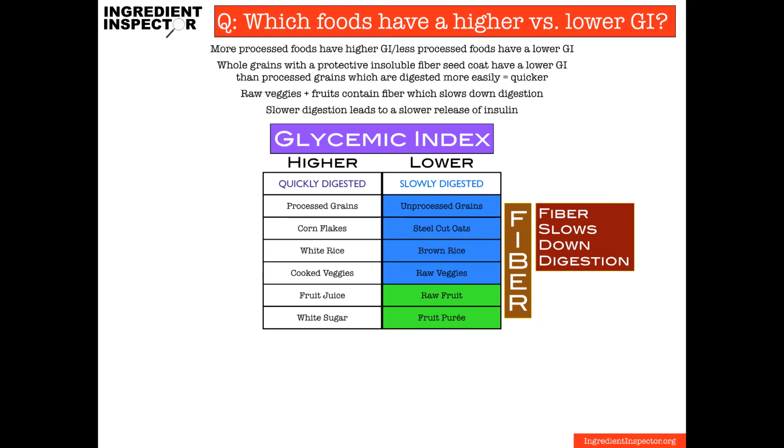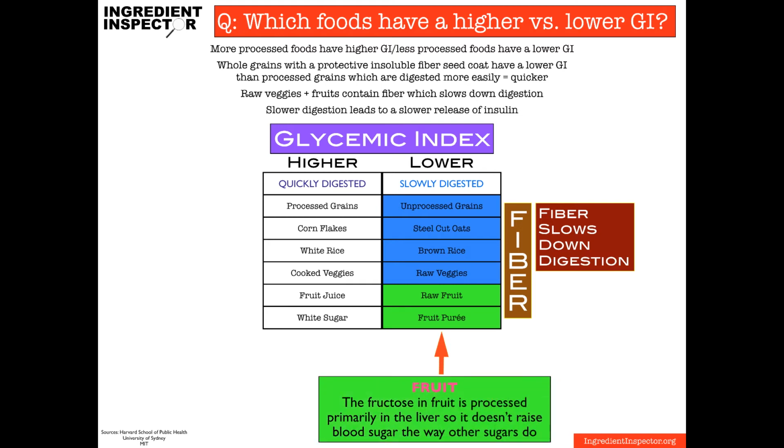We see these items up top containing fiber, and these on the bottom, of course, also contain fiber. But because the bottom two are fruit, there's a slightly different thing going on. And that's that the primary sugar in fruit is fructose. Fruits also contain other types of sugar, but the primary one is fructose. And the fructose in fruit is processed primarily in our livers, so it doesn't raise blood sugar the way other sugars do. Therefore, fruits, interestingly, tend not to be as high on the glycemic index as you may think.